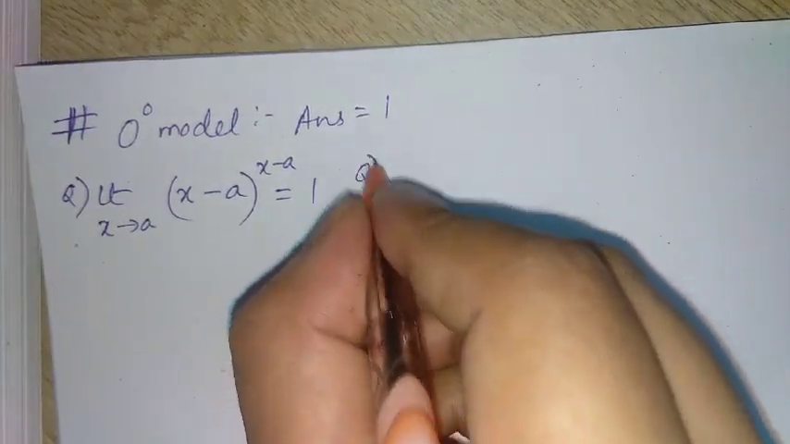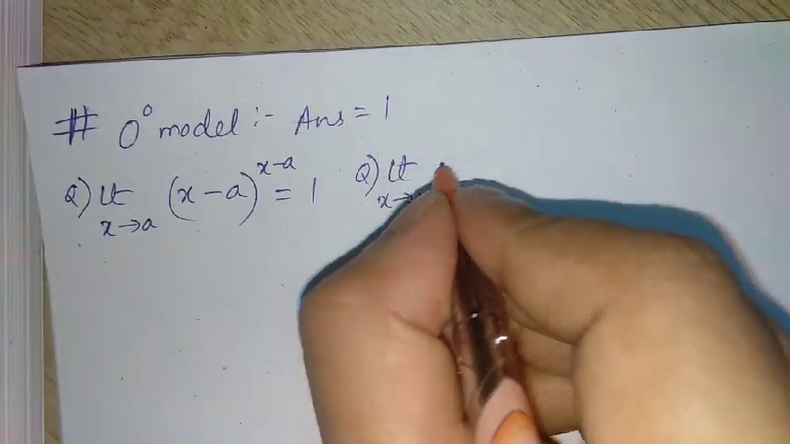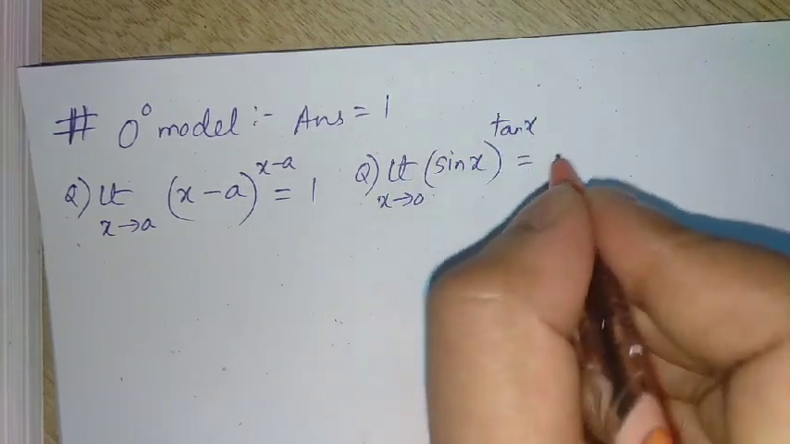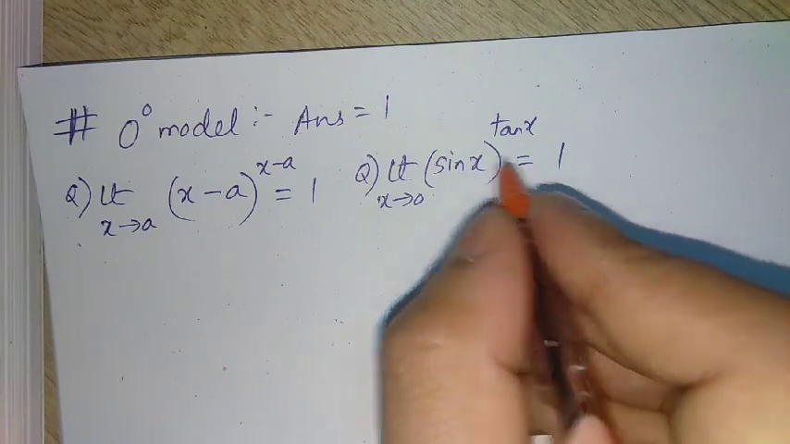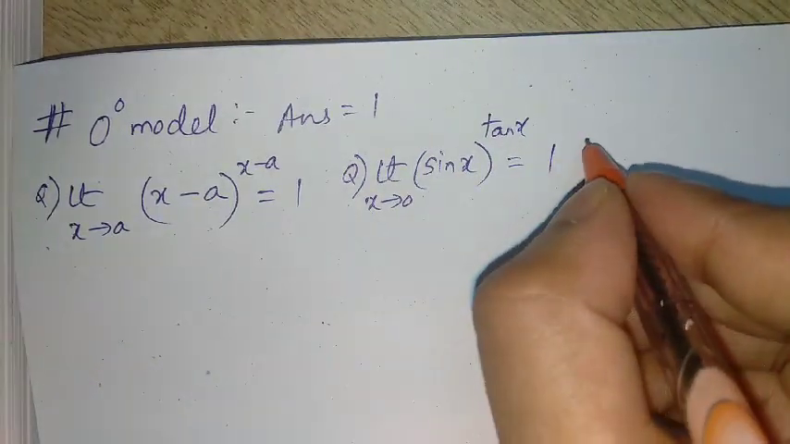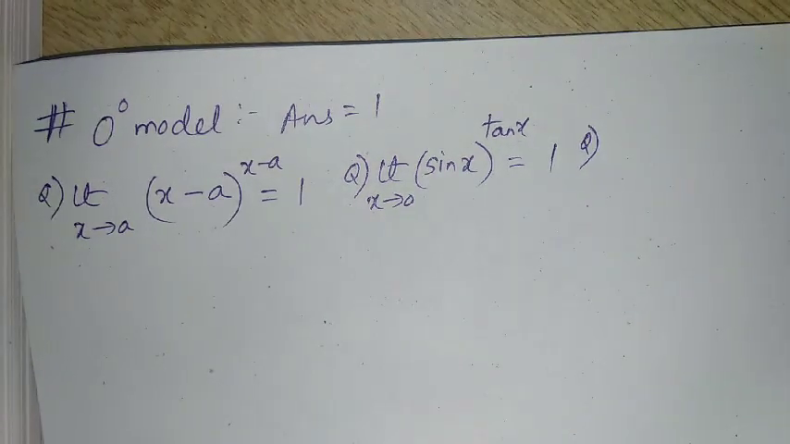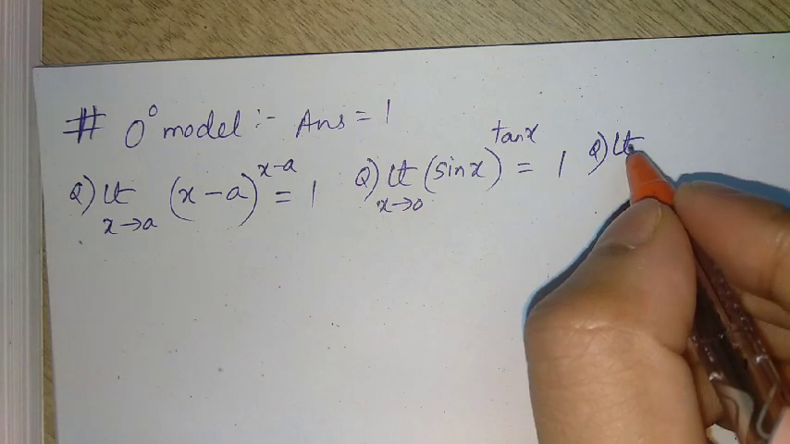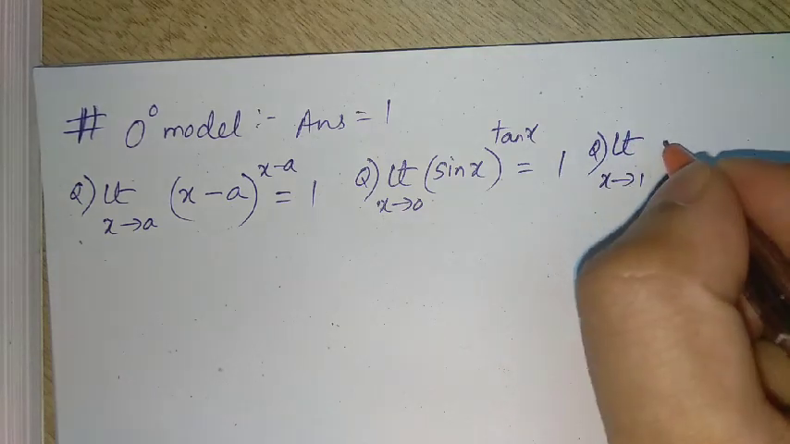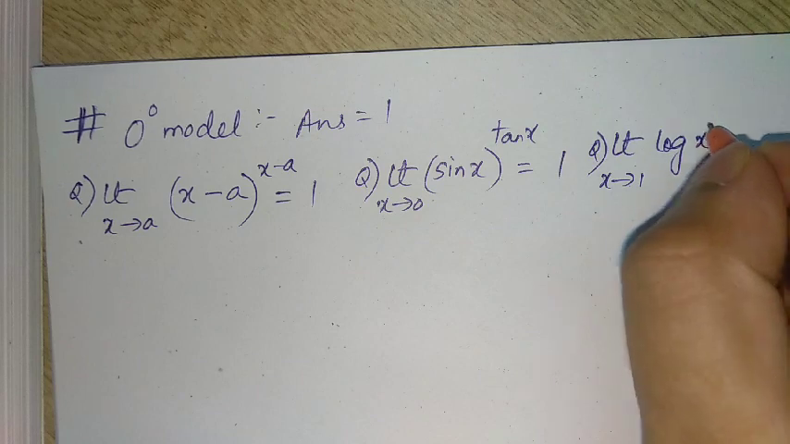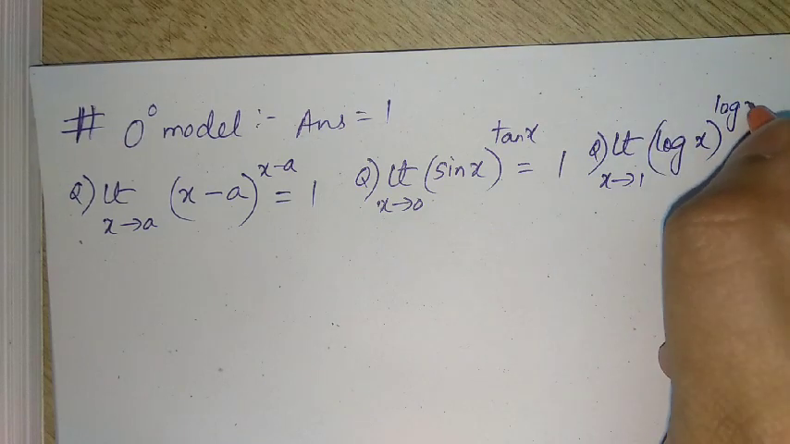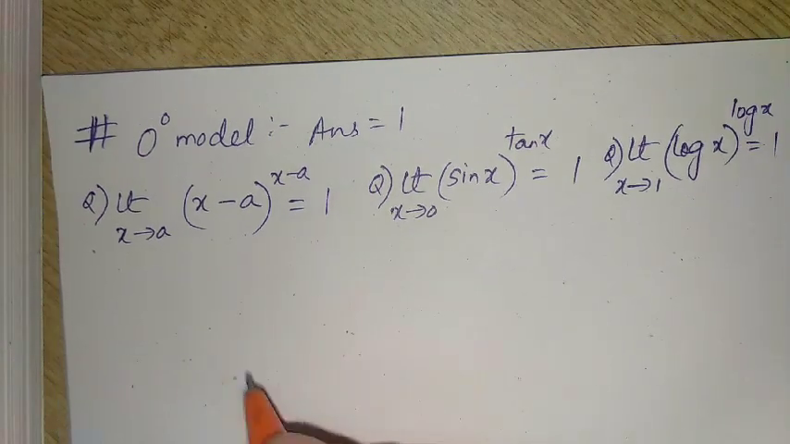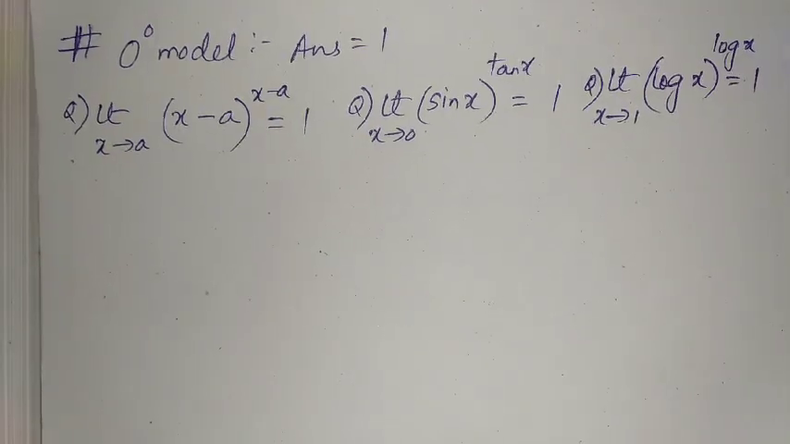The second question, limit x tends to 0, (sin x) to the power of tan x. This is also equal to 1. 0 to the power 0, the answer is always equal to 1. And one final expression I will give you: limit x tends to 1, (log x) to the power of log x is equal to 1. Okay, so after this, the next model.